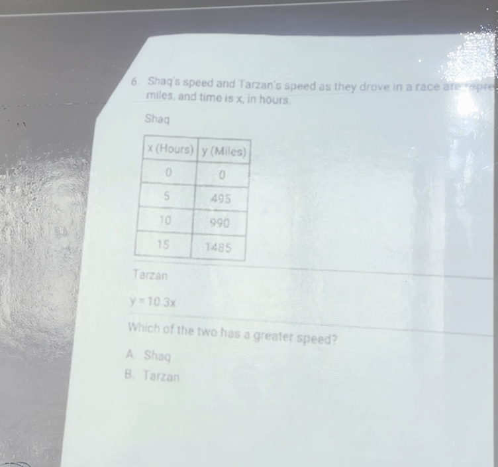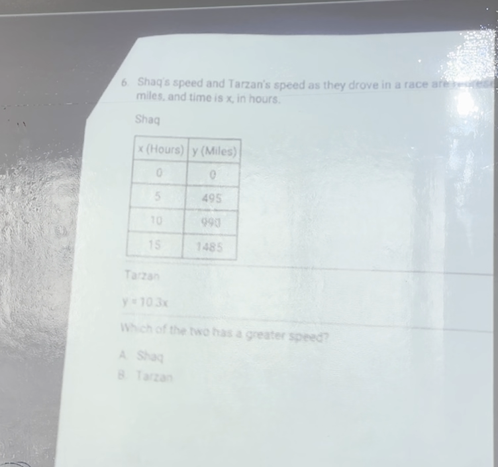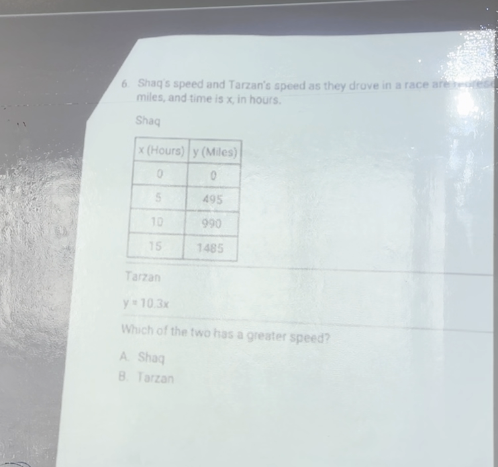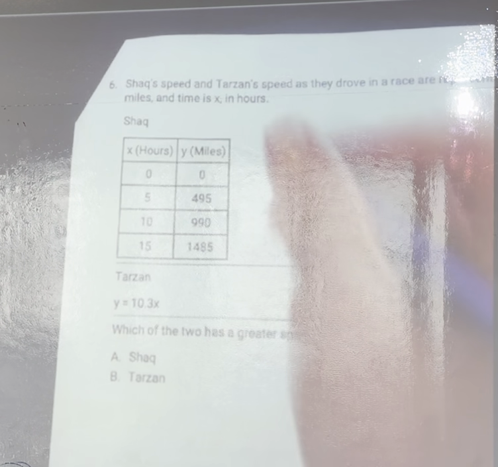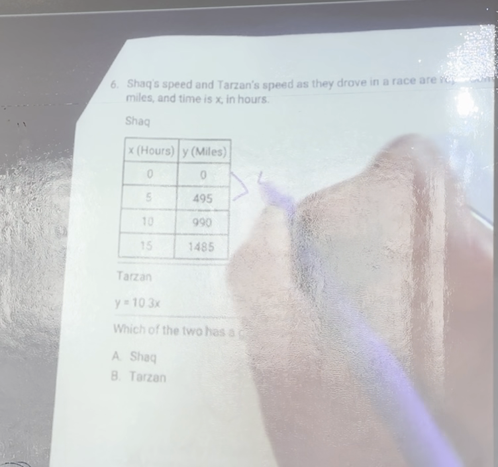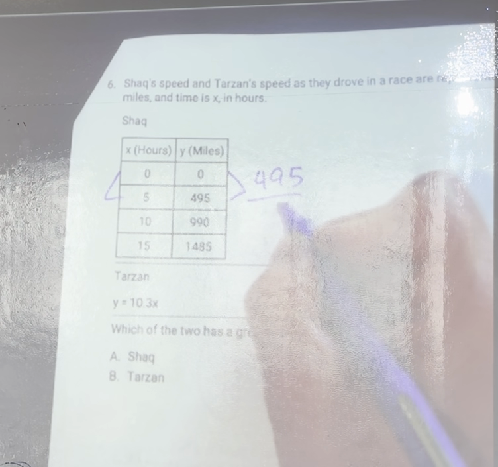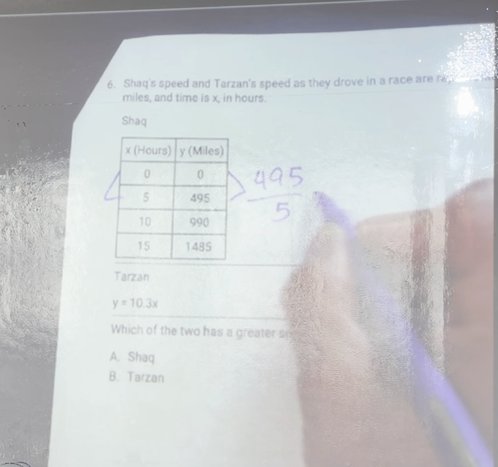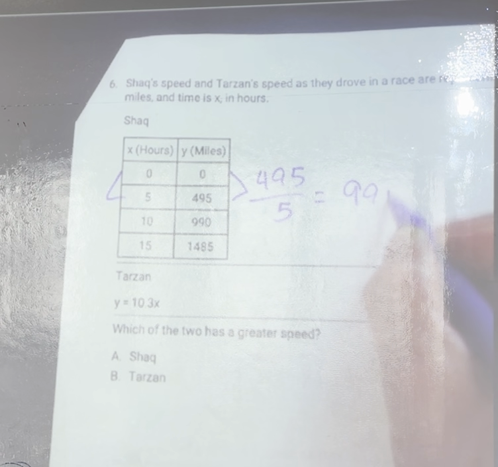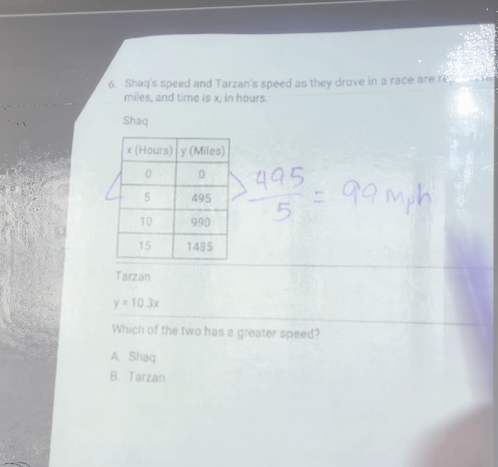Number 6. How fast was Shaq? So he went 495 miles in how many hours? 5. So what do we have to do? Divide, and we get 99 miles per hour. And Tarzan, he was 10.3 miles per hour. So Tarzan must have been on foot, and Shrek was in a race car, or a car, period.